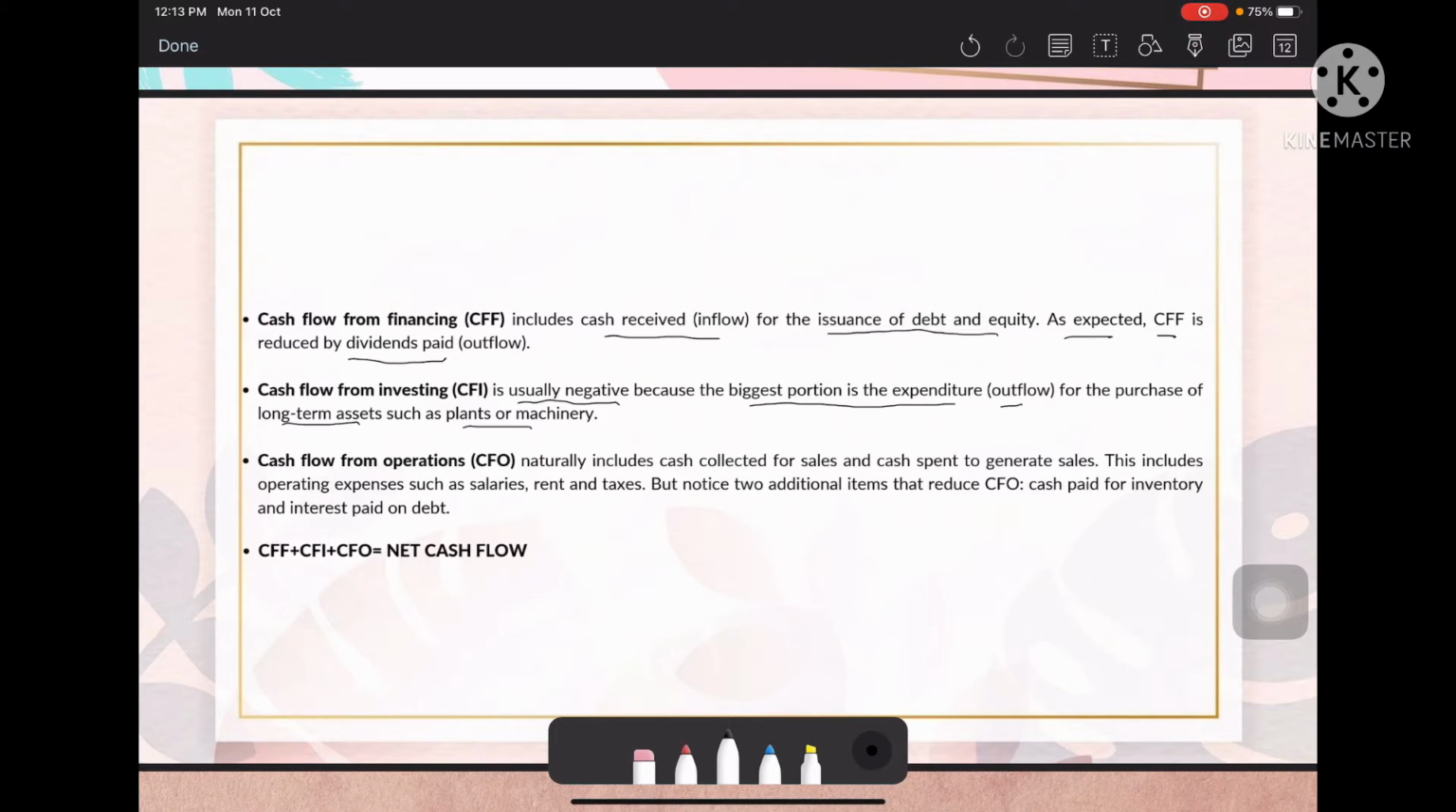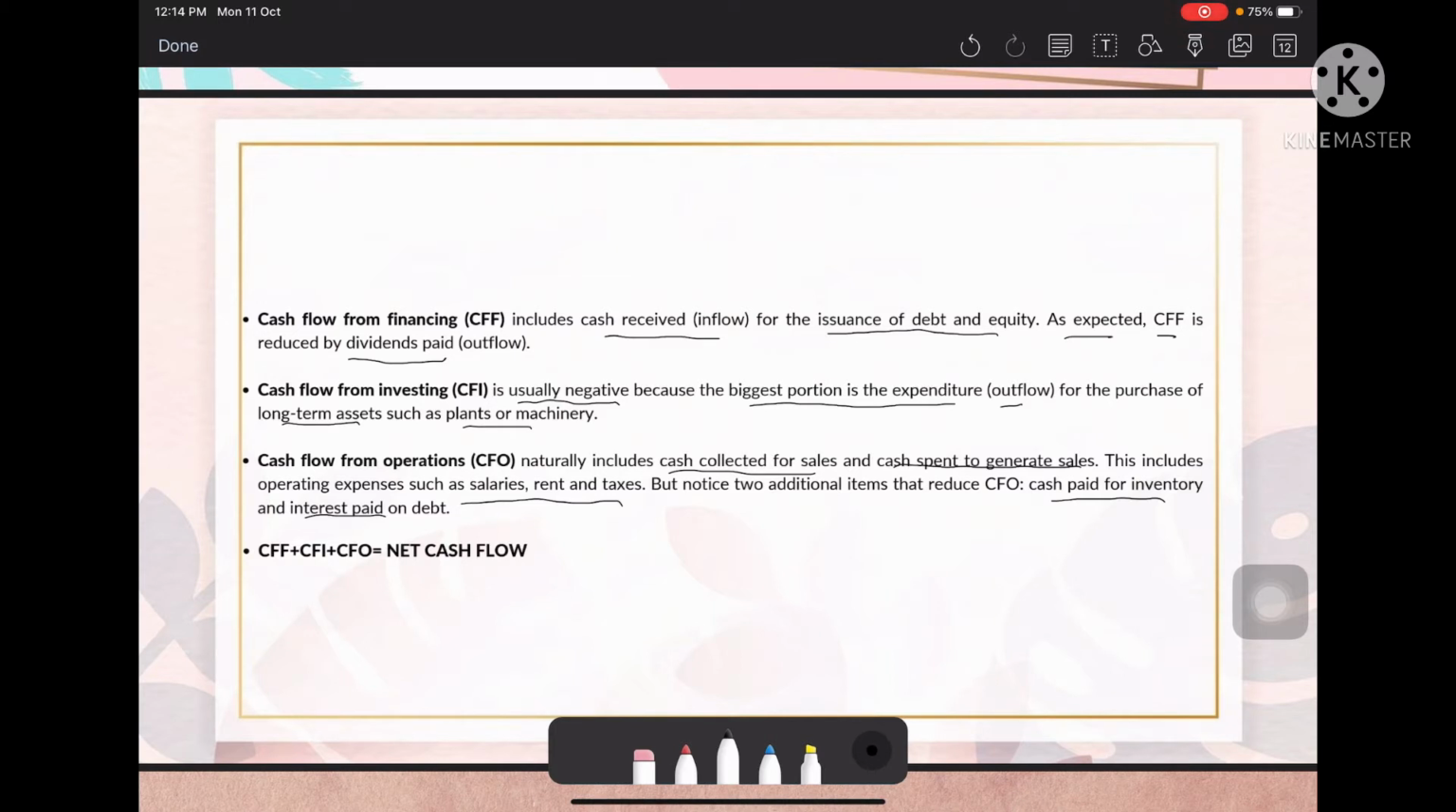And the next, cash flow from operation naturally includes cash collected from sales. This is our revenue. And then cash spent to generate sales, minus the COGS and so on as mentioned just now. This includes operating expenses such as salaries, rent, taxes, and other expenses that we have to pay. But notice two additional items that reduce the CFO: cash paid for inventory and interest paid on debt.